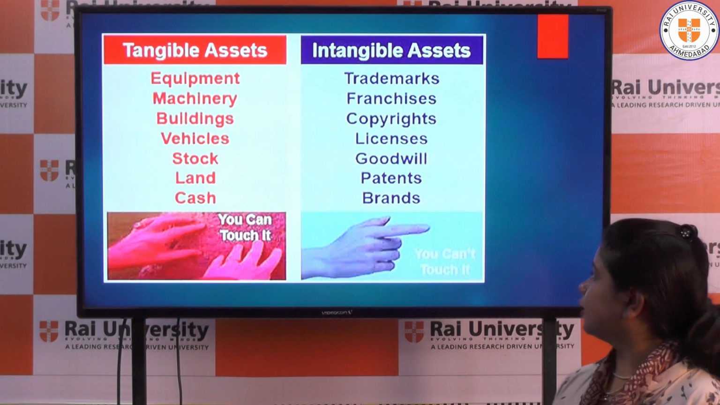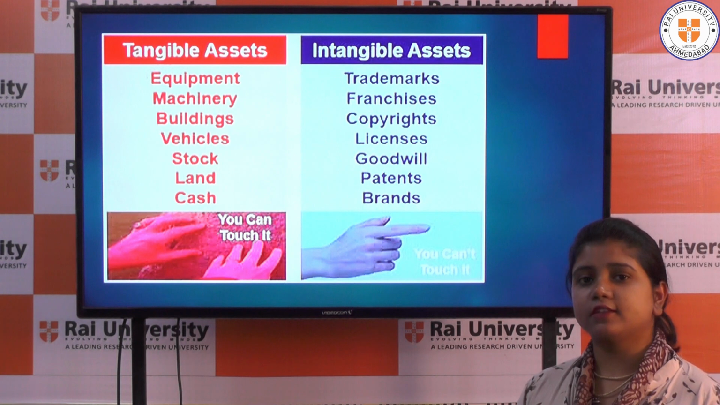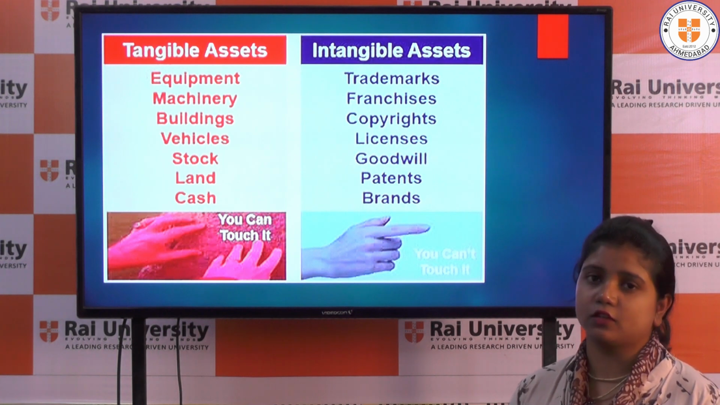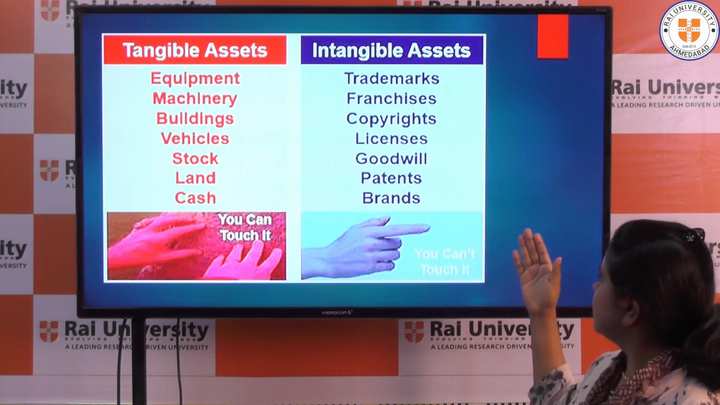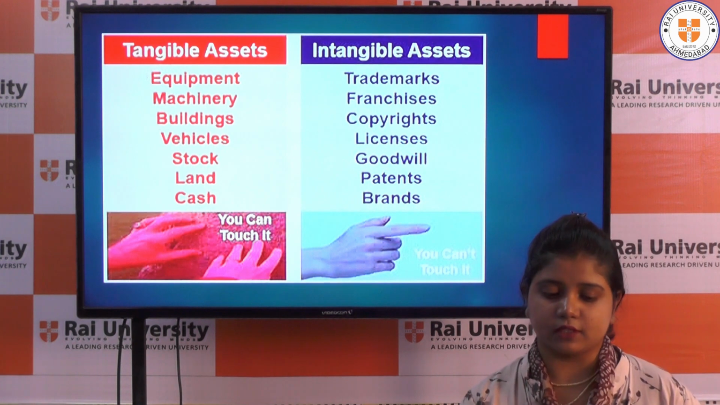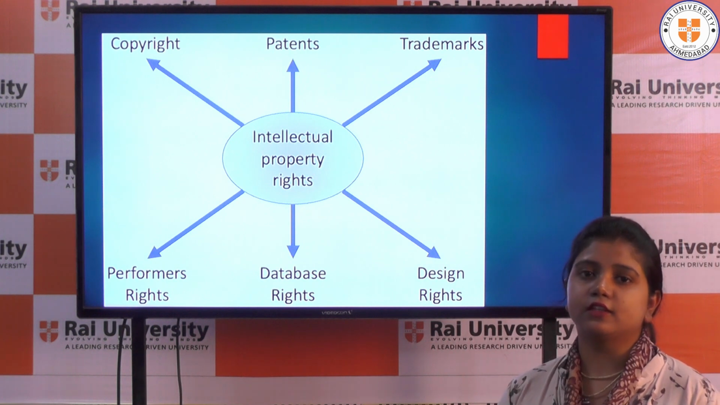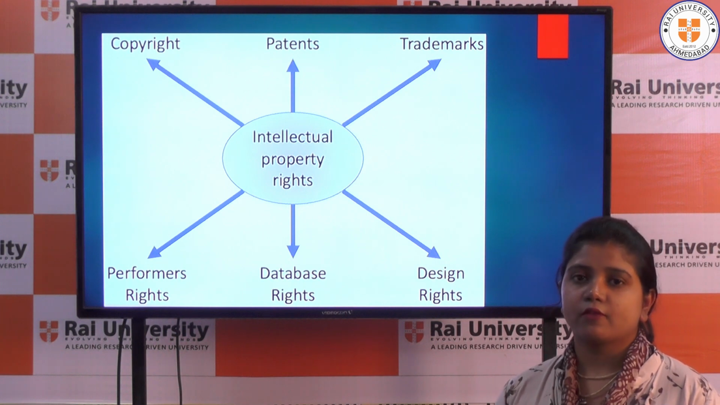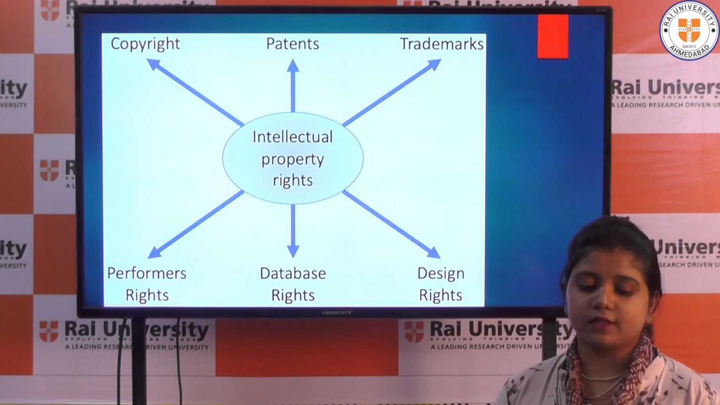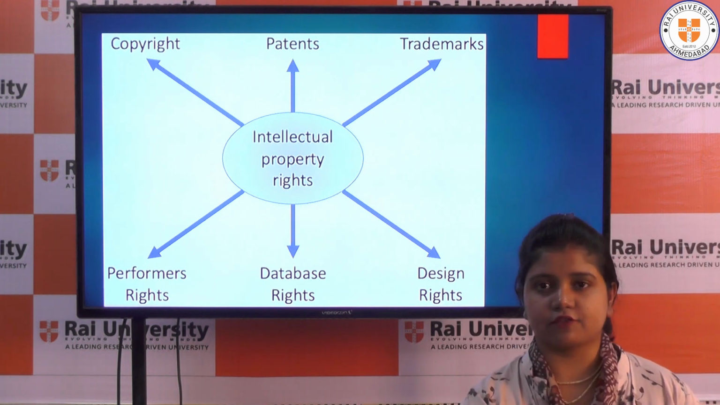So next slide. Here we come to the other kinds of property, that is tangible and intangible. Tangible are the things you can touch and intangible are the things you cannot touch. For example, machineries, building, vehicles are tangible assets, whereas copyright, license, goodwill are intangible property. So what is intellectual property? This can be seen very broadly in today's terms, as intellectual property has become very prominent after the outcome of AI as well. So what are intellectual property rights? It's kind of copyright, patent, trademark, performance right, database right, design right, etc.